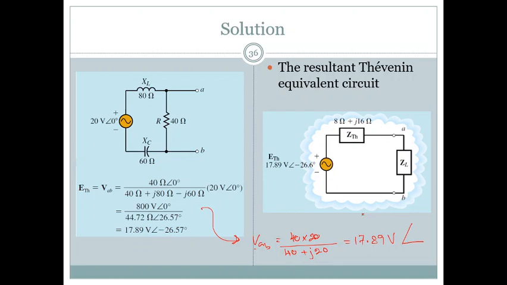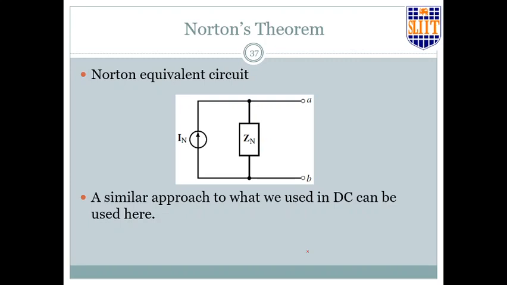40 into 20 divided by, within brackets, 40 plus 20j, which is converted to 17.89 angle minus 26.57, right? So you get it. Without going into this step, you can actually do this like this. So there is no harm in doing that.